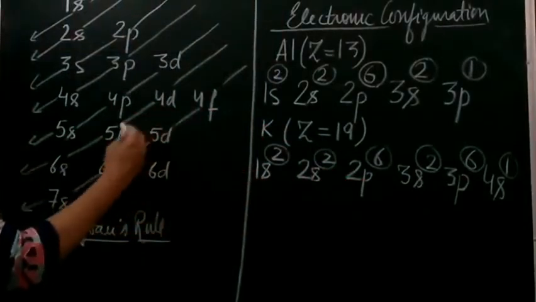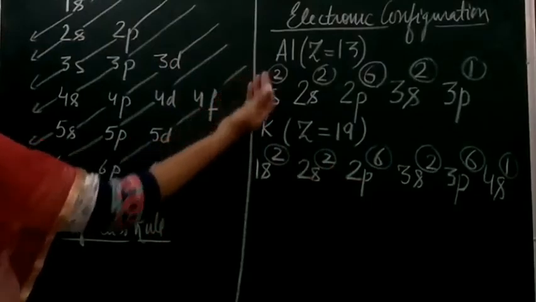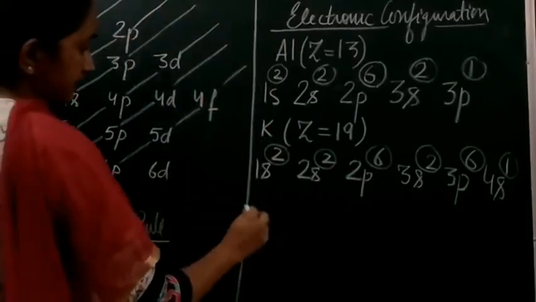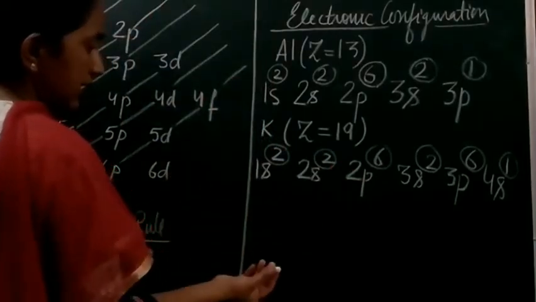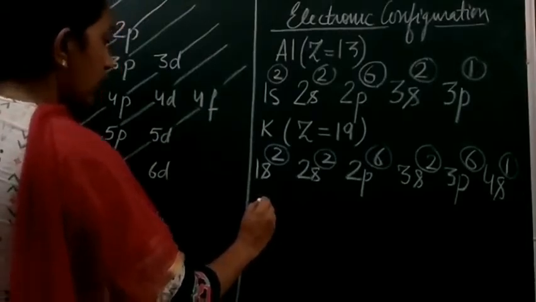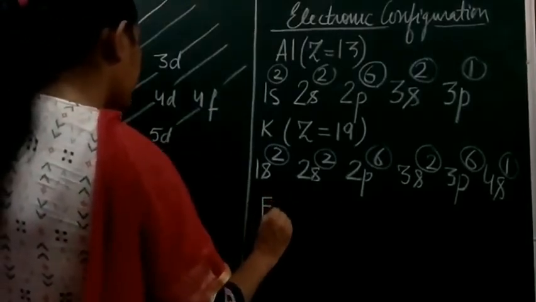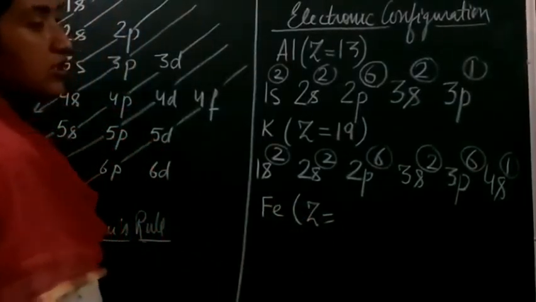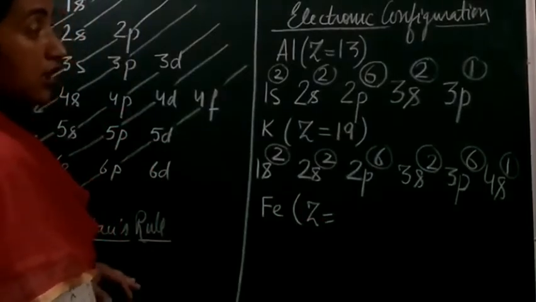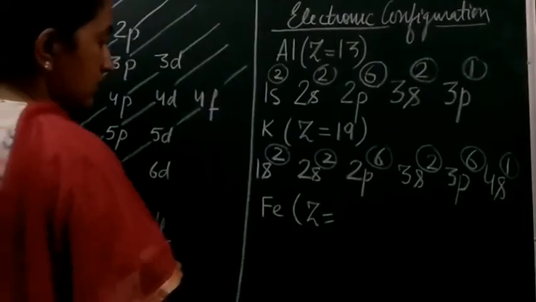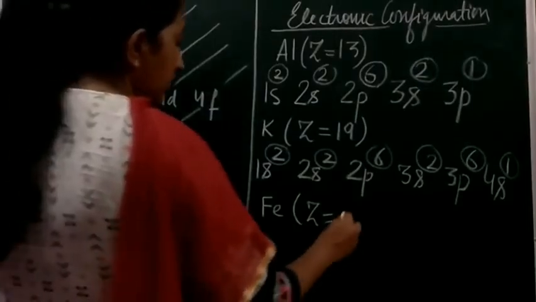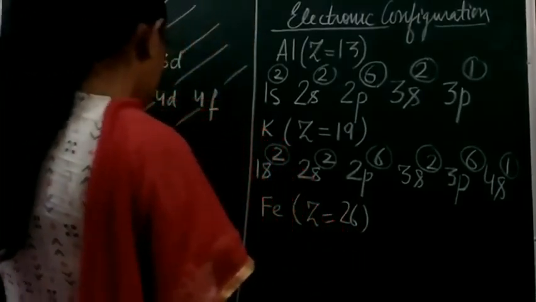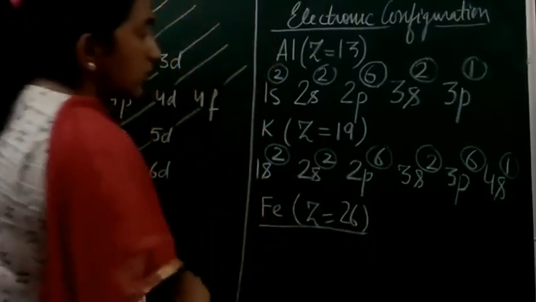Right? If you again see, the sequence is going to be the same whether we are writing for aluminium or potassium. We are going to follow this sequence. Now next, let us do one more element here. So let me do iron. I'm just jumping ahead. So here we have to write down the configuration of iron. For that we need its atomic number. So Z equals 26. So you will write down the configuration here again.